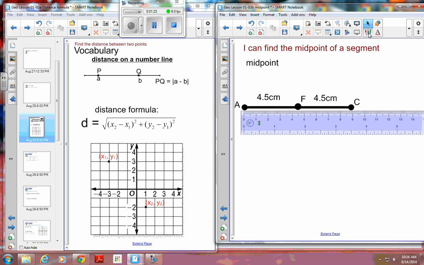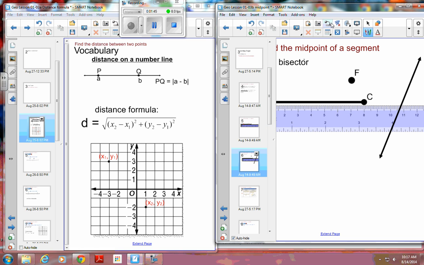You can also use tick marks to show that those two segments are the same. Remember that from the previous section. If you have one tick mark on each segment, then that means that they are the same measure or they are congruent. So the midpoint makes two congruent segments. So AF is the same measure as FC.